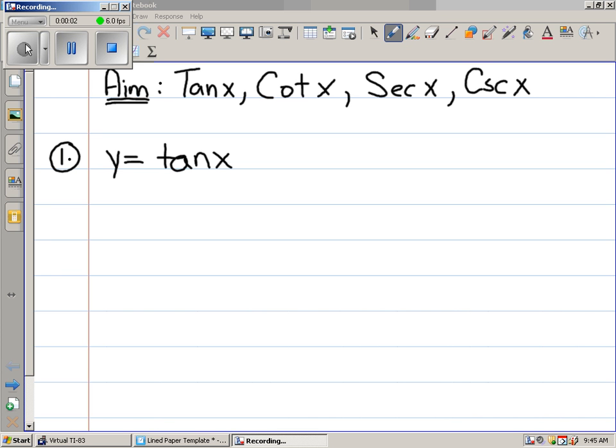Here's what we're going to do today. We're going to go very, very fast. I apologize for that. All you really need to do is be able to recognize these pictures. We're going to graph tan x, cotangent, secant, and cosecant. So break out your calculators.